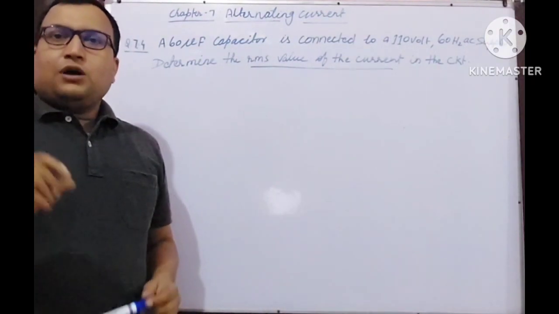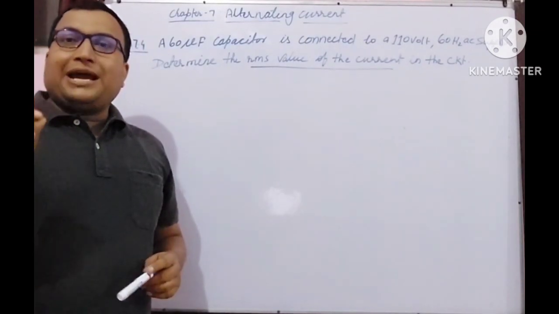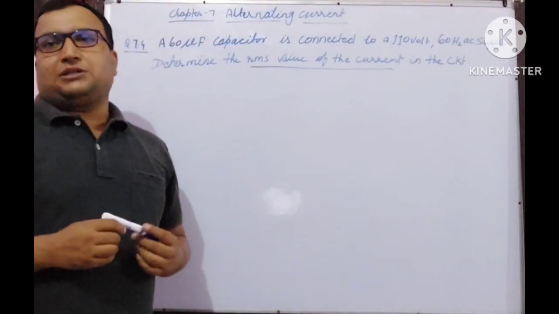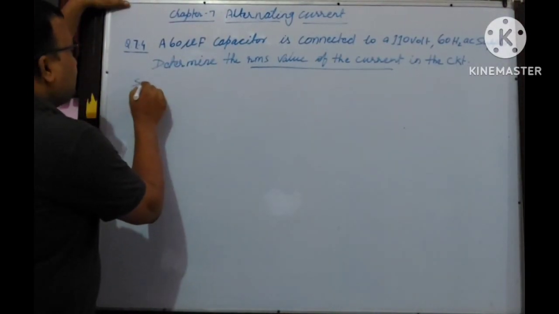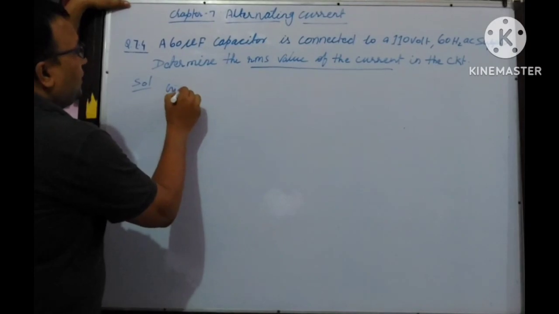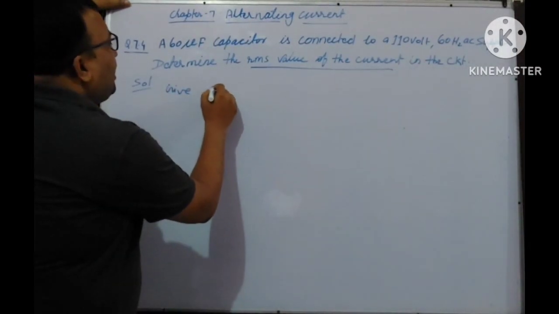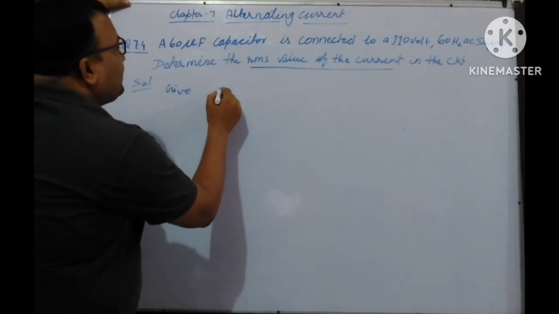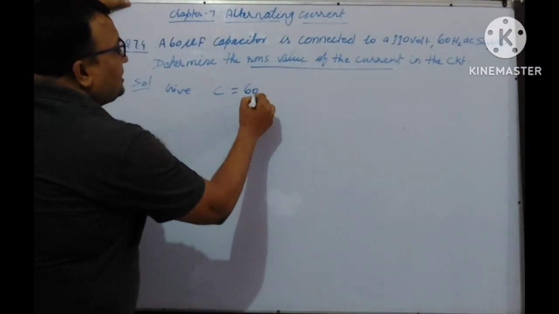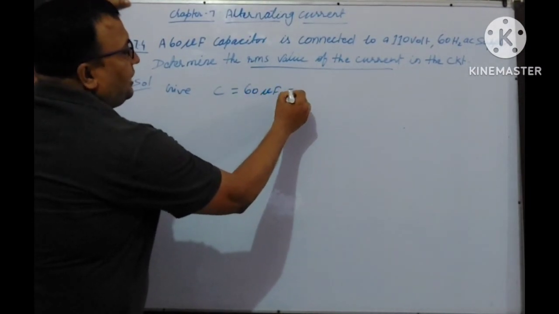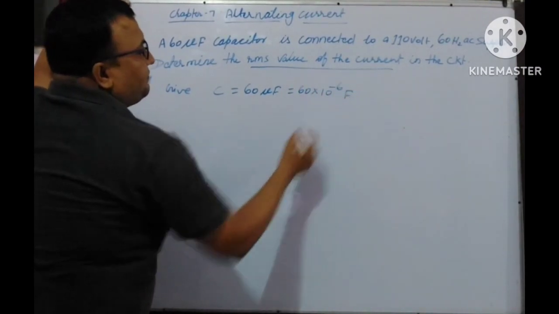Now the concept and formula for this question, you will get from AC through the capacitor. So I will come to the solution. Very easy solution is there. Any question starts with the given. What is given? The capacitance of the capacitor is 60 microfarad. We can write this as 60 into 10 to the power minus 6 F.